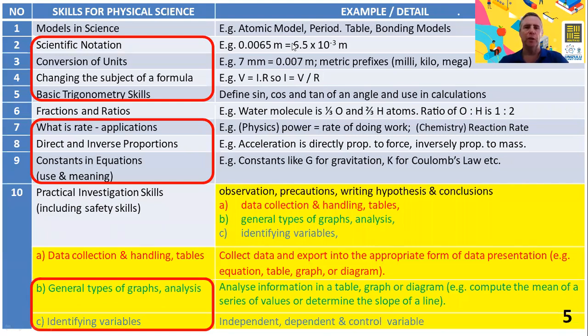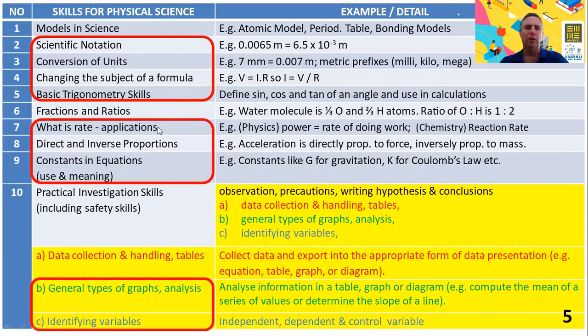Further down on page 5, we looked at the skills from the CAPS curriculum guide, which are necessary for physical science. And for this particular section, particularly 2 to 5, understanding scientific notation, knowing how to convert units, changing the subject of a formula, and basic trigonometry skills. Those mathematical skills are very important here.